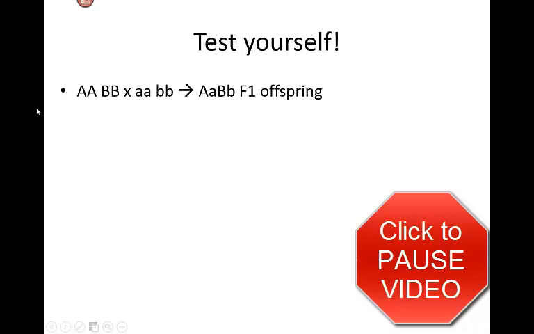The reason why is because when you're setting up this cross, this parent can donate either a capital A or a capital A. That's not much of a choice. This parent can donate either a lowercase a or a lowercase a. Again, not much of a choice. So you're going to get a capital A from this parent and a lowercase a from this parent, and indeed that's what we see here.